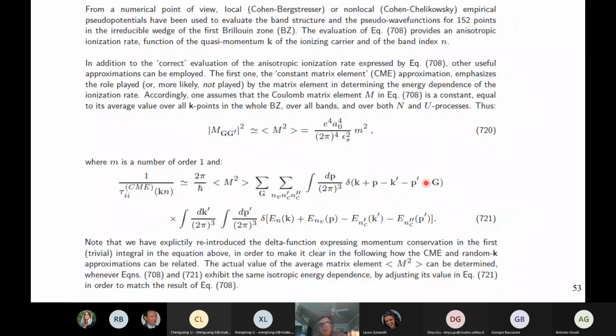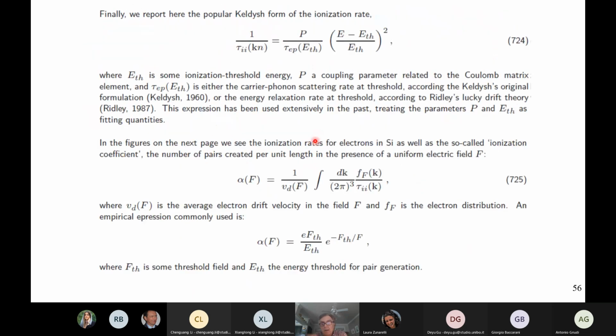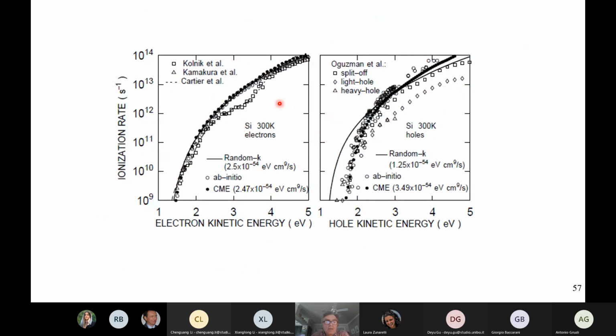Essentially, each of these G vectors gives you a spike in a Brillouin zone where momentum is conserved, and you have to sum over so many spikes that you can take an average over the entire Brillouin zone and be done with it, ignoring momentum conservation. So this is the random K approximation, and let me just show you the results.